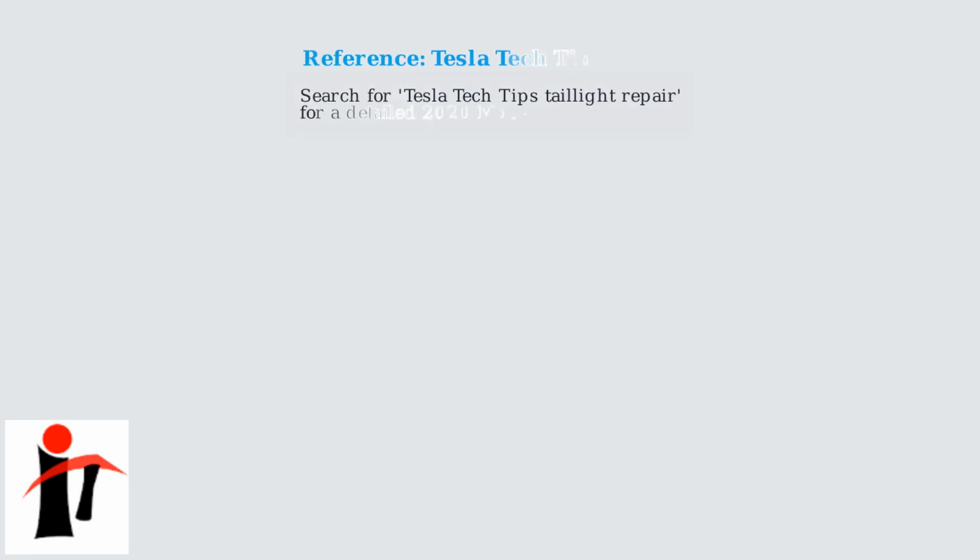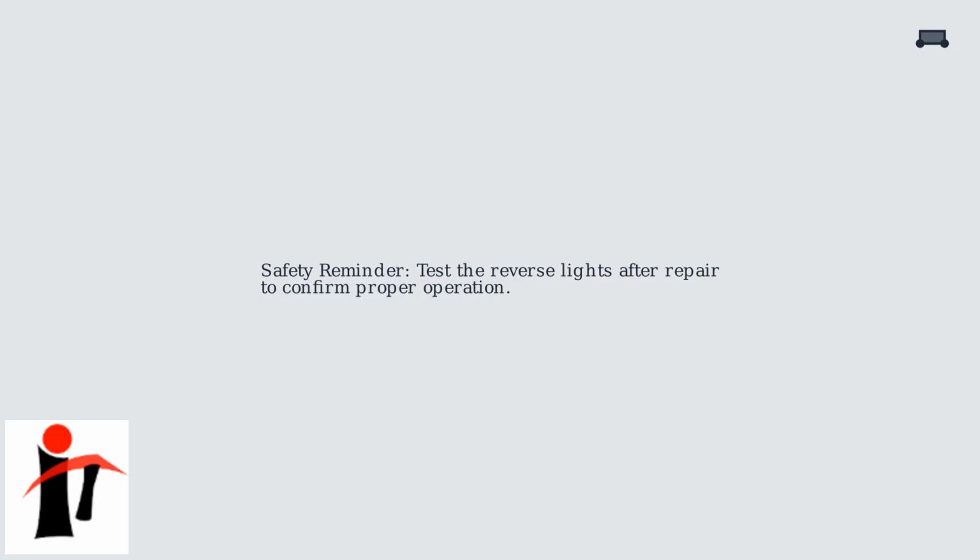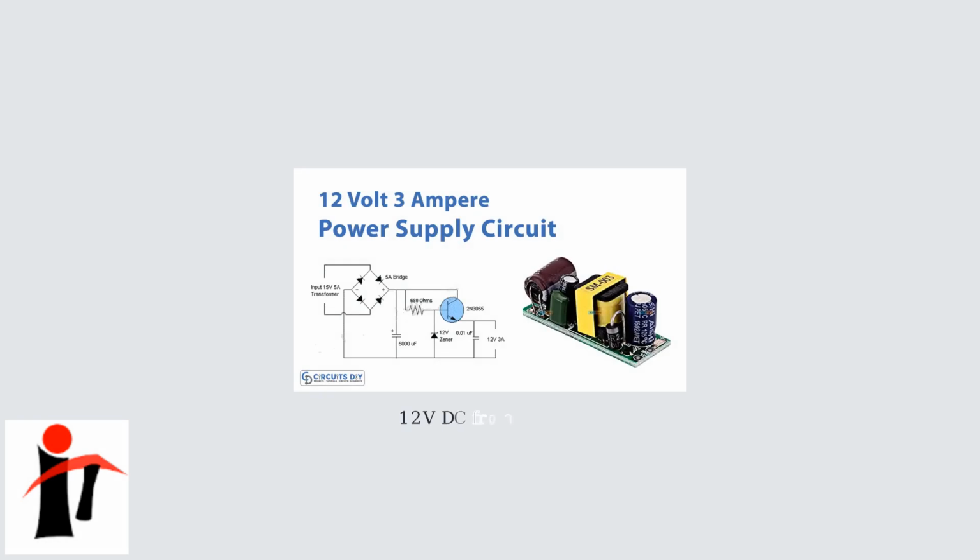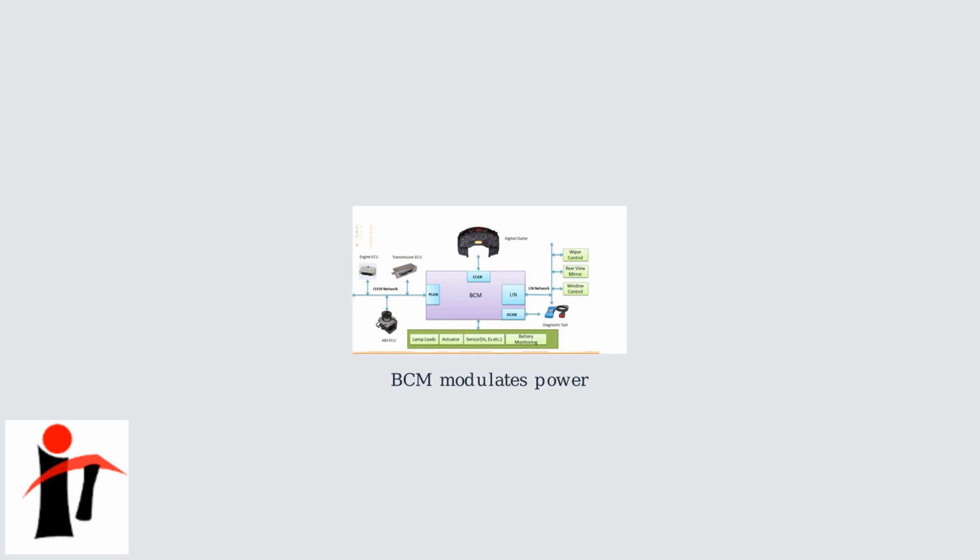A popular YouTube video by Tesla Tech Tips demonstrates this process on a 2020 Model 3, showing the exact steps for safe replacement. Always remember to reconnect the battery after completing the repair and test the reverse lights to ensure they function properly. The reverse lights in the Tesla Model 3 operate on a 12-volt direct current power supply from the vehicle's battery system. This power is modulated by the Body Control Module, or BCM, which acts as the central controller for vehicle electrical systems.